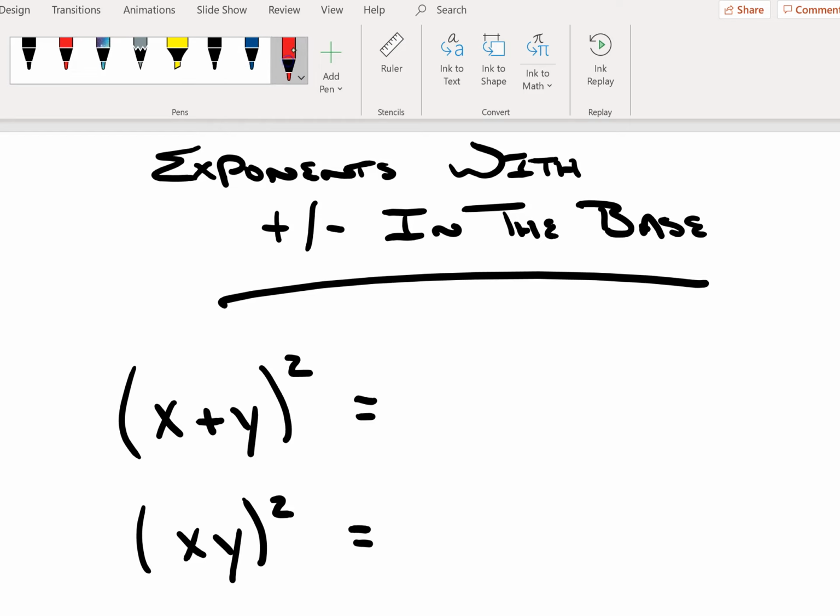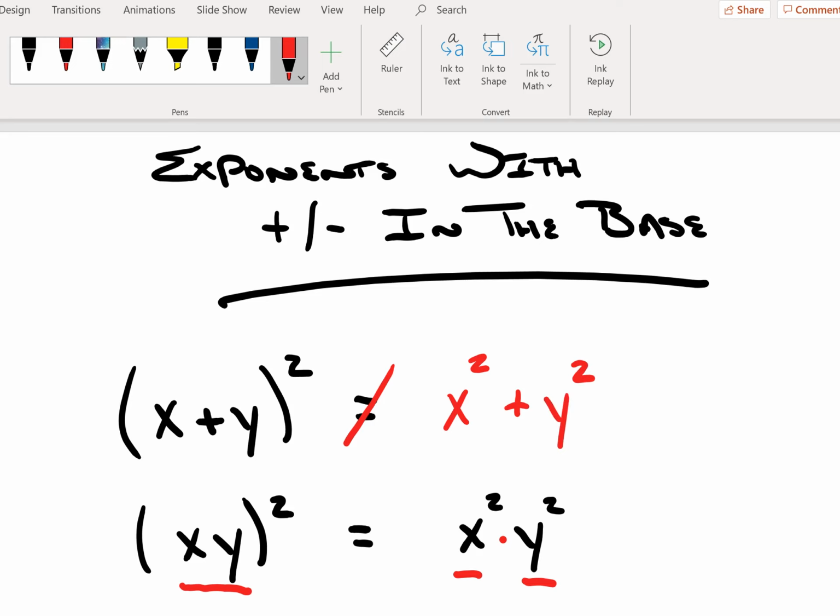When we look at this, we readily recognize that when we have multiplication or division operations in the base, as we see right here, x times y, we can split this up into x squared times y squared appropriately. However, what we will come to find out by the end of this video is that we cannot do this. X plus y, the quantity squared, does not equal x squared plus y squared. And we want to establish that this is mathematically correct.